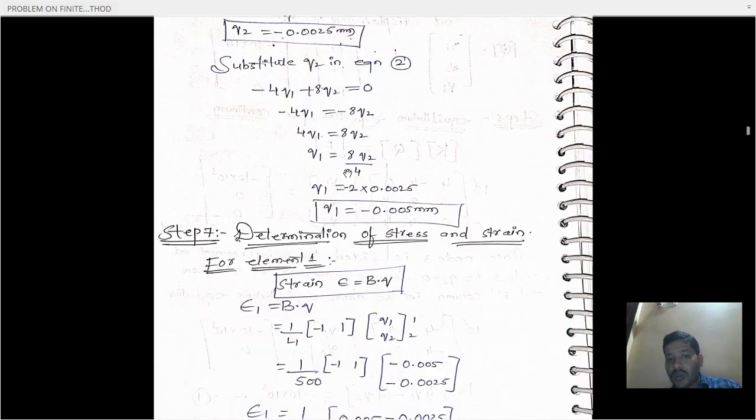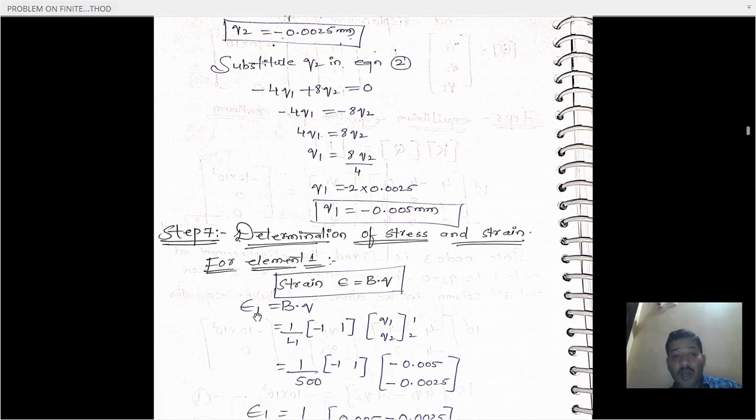q1 equal to, so 4 ones are 4, and 2s are remaining, minus 2 into 0.025. This is the 0.025 value, the value of q2. If you multiply minus 2 into 0.025, then you will get the answer minus 0.005 mm.